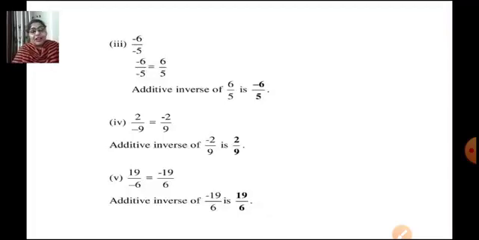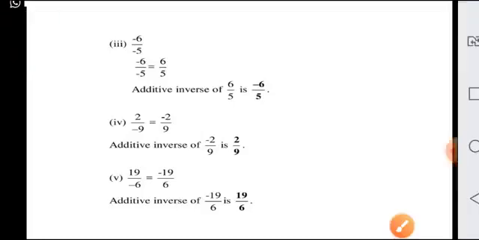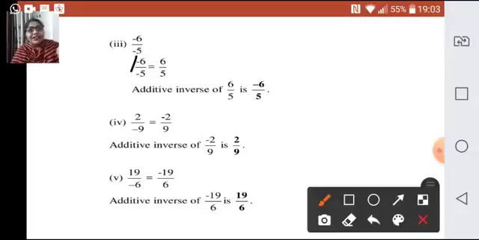Yes, now pay attention here on the third one. Negative 6 upon negative 5. This negative sign gets cancelled, children. It becomes positive 6 upon 5. And now for positive 6 upon 5, the additive inverse will be negative 6 upon 5. So when such a thing comes, you have to be very careful. Otherwise, you will just write positive 6 upon 5, which will be completely wrong.